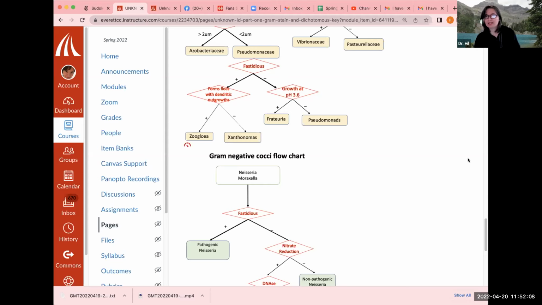Is there a time limit for the test? It is a 2-hour test. That is right. It is timed.